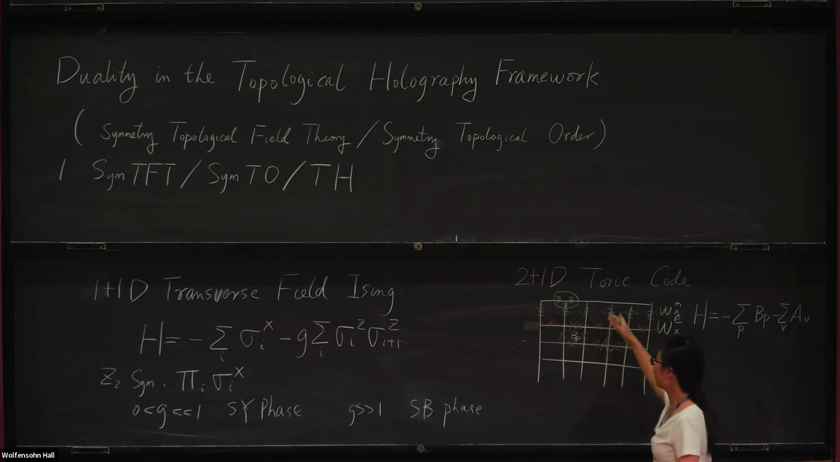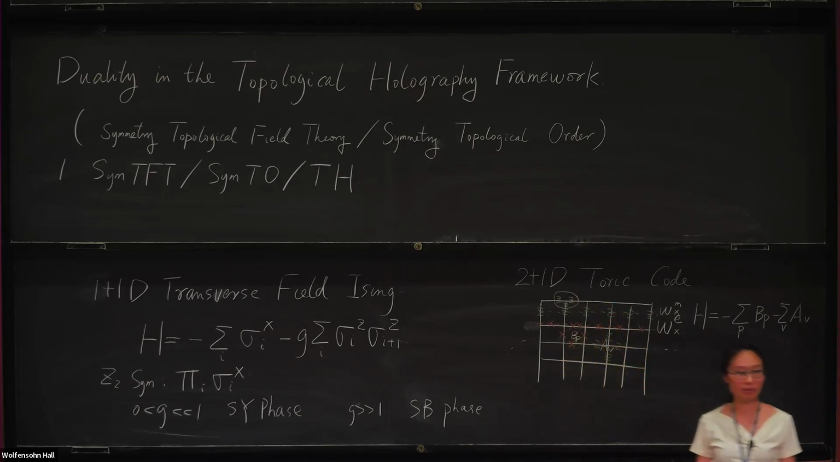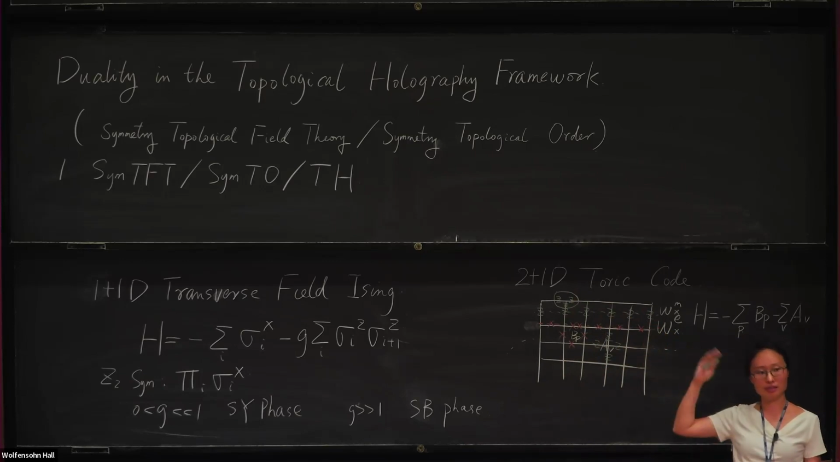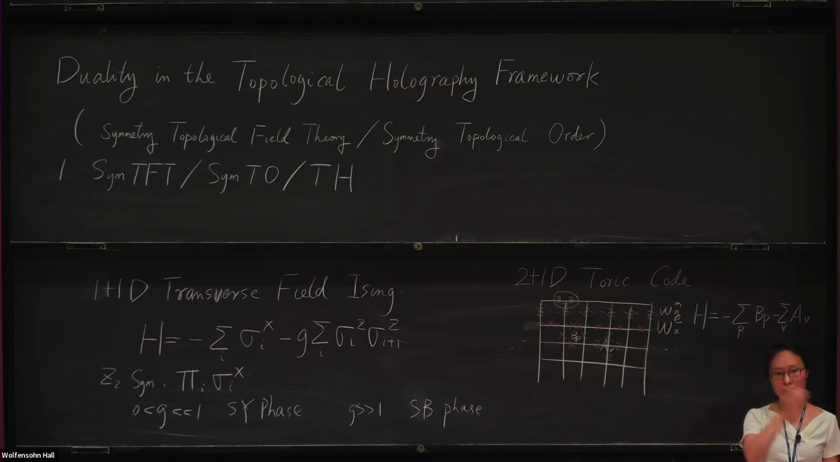While the plaquette term is still a four-body term because the plaquette is a full plaquette. Nothing is truncated about the plaquettes. The plaquette is still four-body. Okay, so we can check that everything commutes, and with this choice of Hamiltonian, the top boundary is completely gapped out. So this is one of the gap boundary conditions of the toric code.